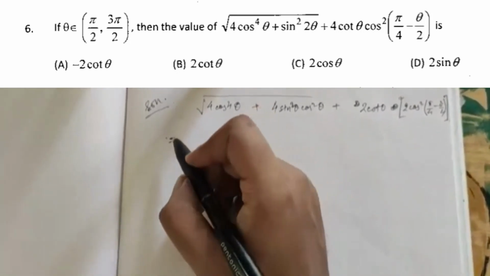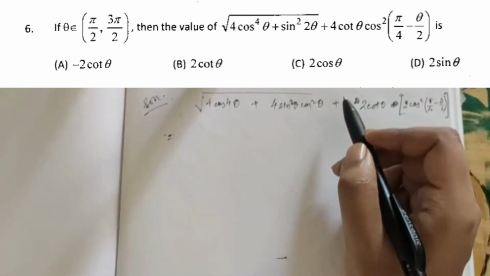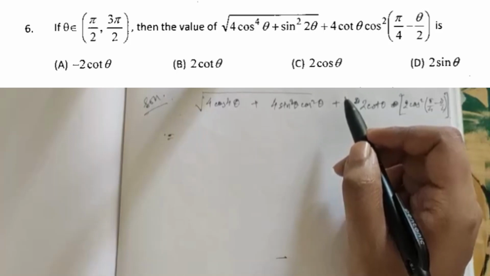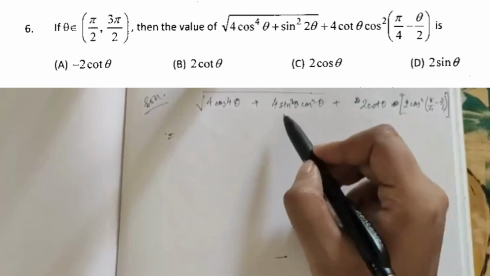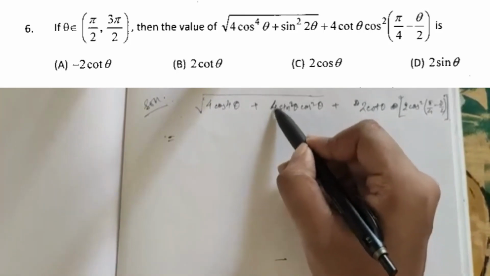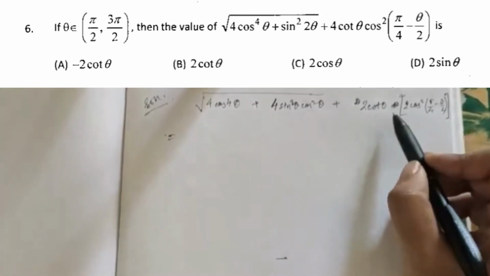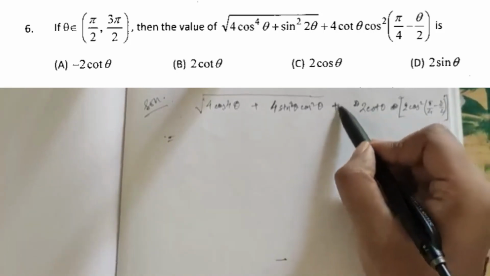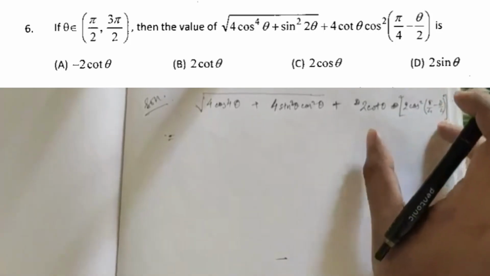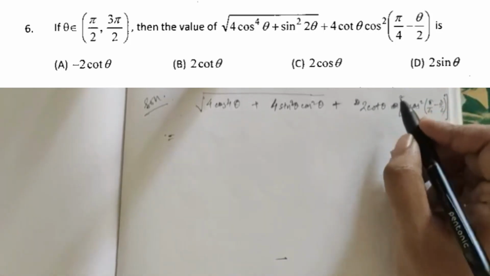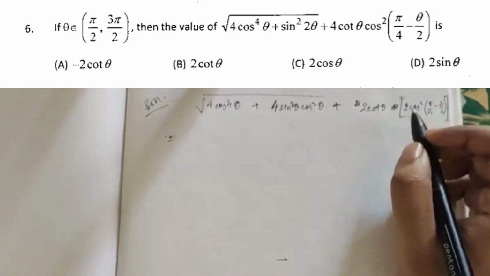So what I want to tell you is the approach of the question. By looking at this 4 cos to the power 4 theta, and after that sin square 2 theta, you have to very quickly get to your mind that you have to break it into the formula of sin 2 theta, that is 2 sin theta cos theta. And in the successive function that is given, you have to break it using the formula of 2 cos square theta, which is equal to 1 plus cos 2 theta.